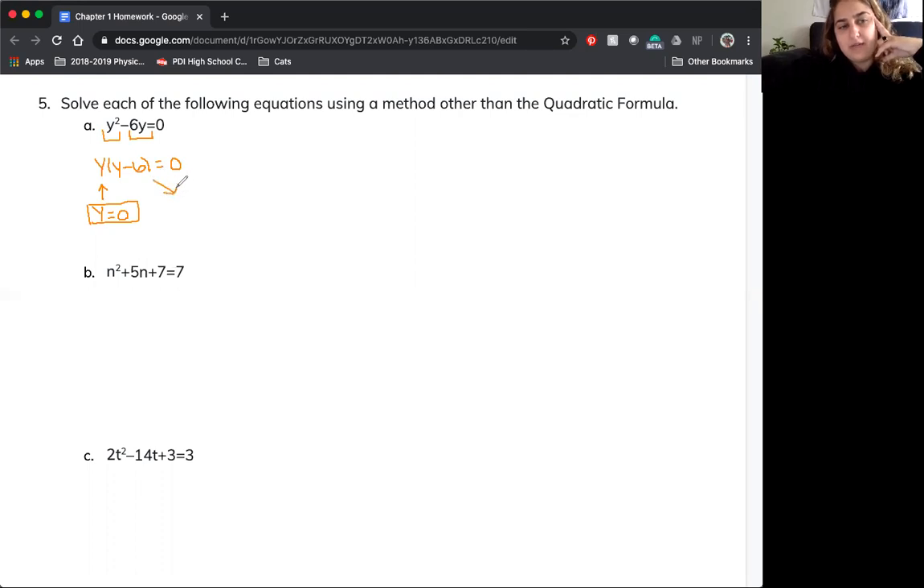Well, okay, now we're going to set the second part, the second factor, equal to 0. So y minus 6 equals 0. I add 6 to both sides, because I'm undoing that subtraction, and I end up with y equals 6. So because of our zero product property, we know that the two zeros for this function up here are y equals 0 and y equals 6.